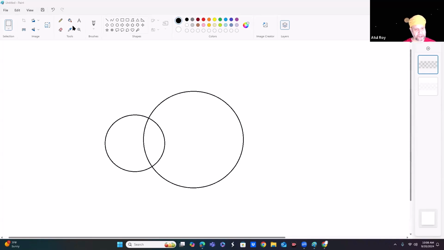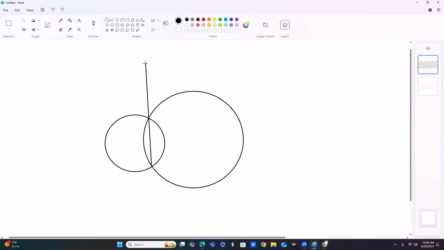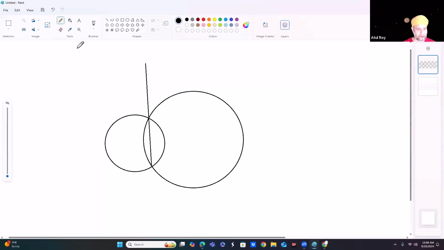So we have two intersecting circles, right? Okay. So let me just make it like this. Here is a chord, right? This portion is a chord of the circle. This is a common chord of the circles, right? And what we are going to do is draw tangent lines from a point T on here, okay?